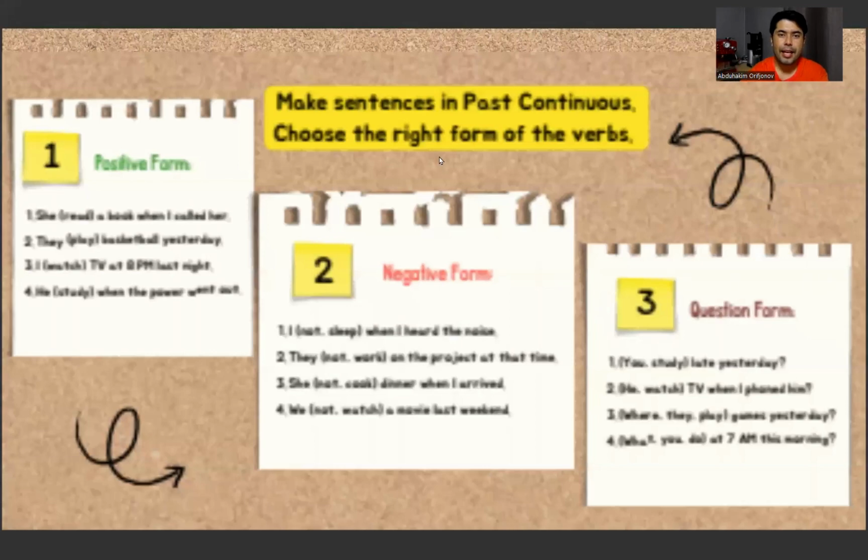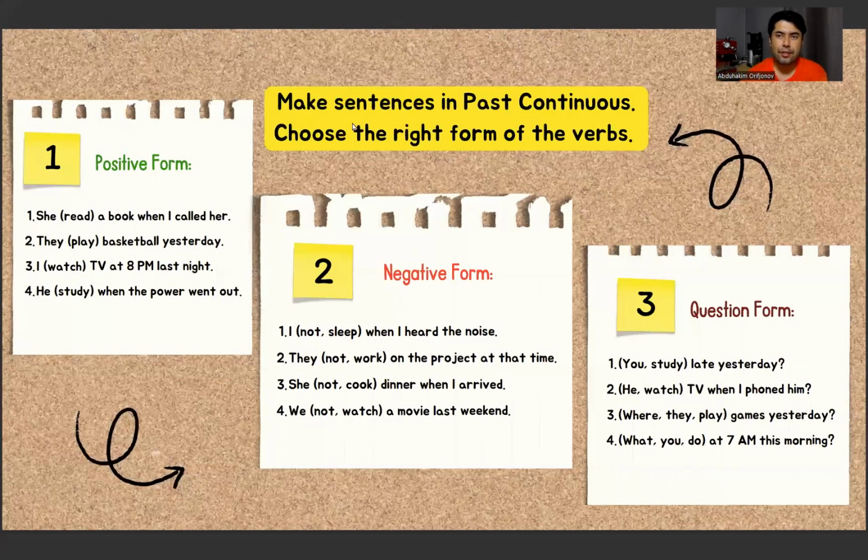And here are some exercises to review the grammar. Make sentences in the past continuous. Choose the right form of the verb. Number 1 is about positive form. Number 2 is about negative form. Number 3 is about question form. You have to change the verb into past continuous form. And you can check the answers in the last lesson.